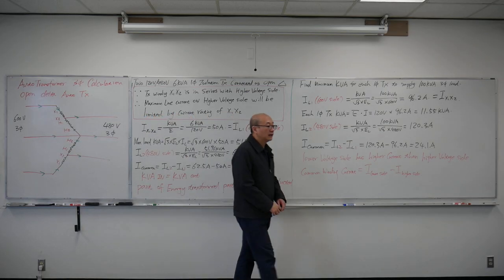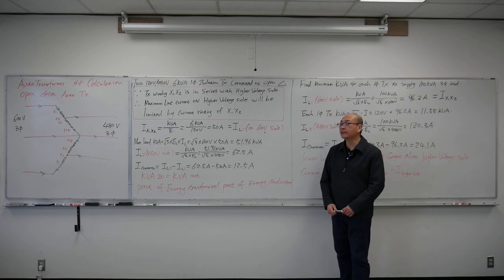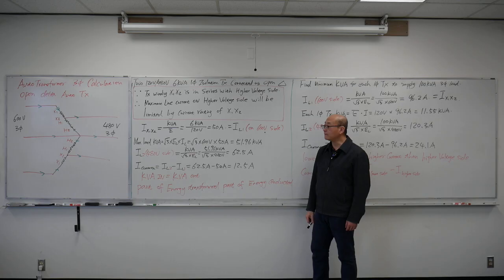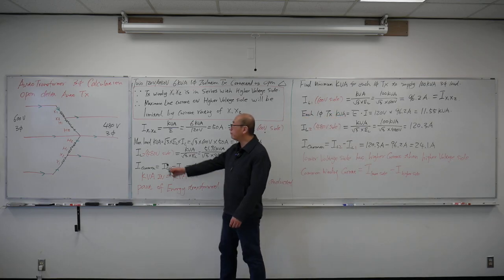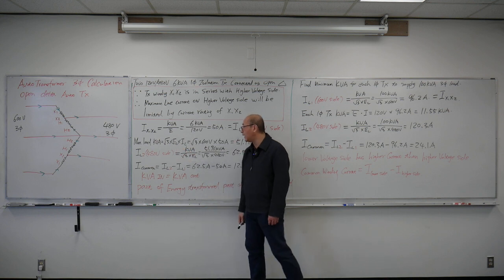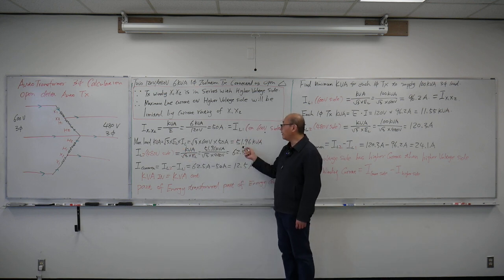That's the current on the 600 volt side. I know the 600 volt side maximum current will be 50 amps. If I know that, then I can calculate the maximum load kVA, which will be root 3 times E line times I line, and that gives me 51.96 kVA.